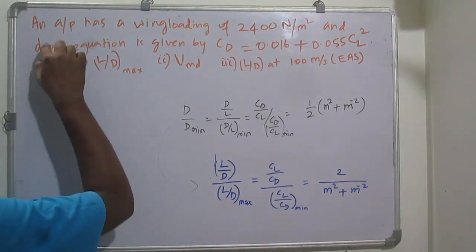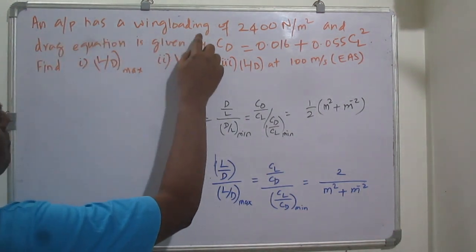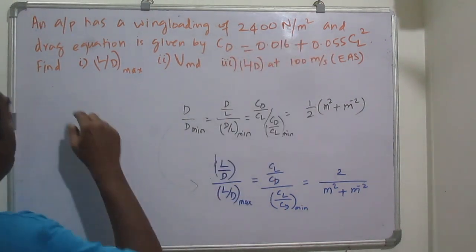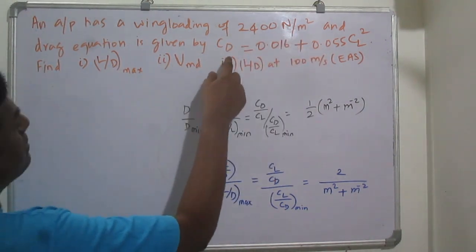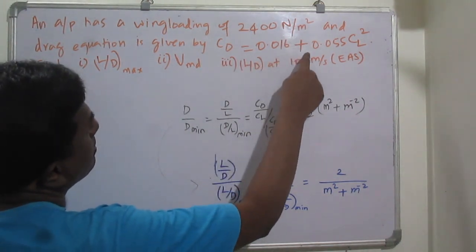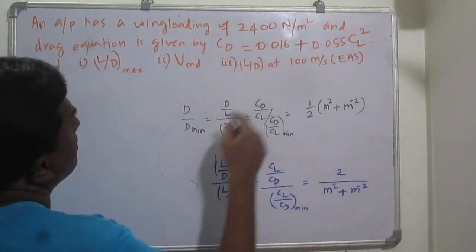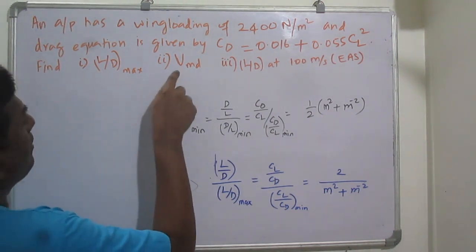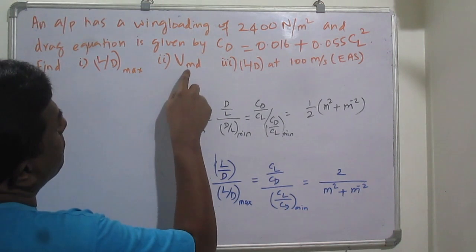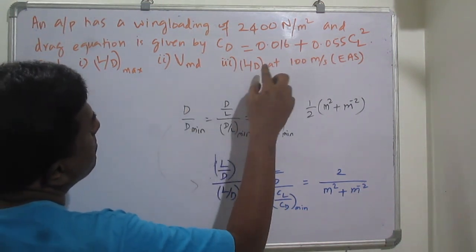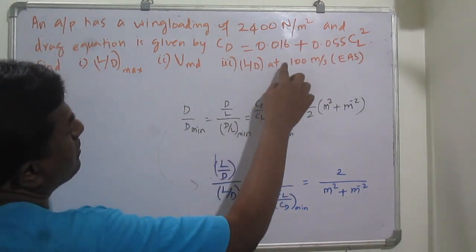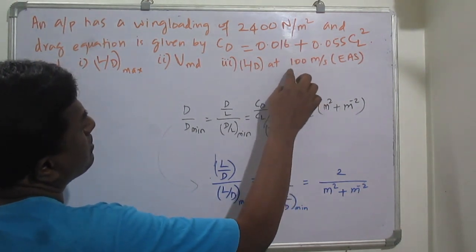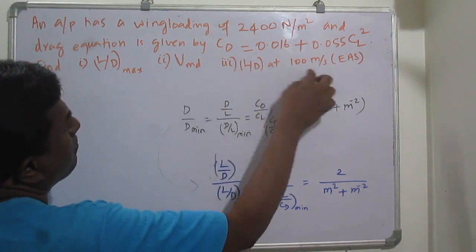The problem says an aeroplane has a wing loading of 2400 Newton per meter square, and the drag equation is given by CD equal to 0.016 plus 0.055 CL square. We have to find the maximum L by D ratio and velocity at minimum drag conditions, then the L by D ratio at other speeds, where the particular speed given is the aircraft flight speed.